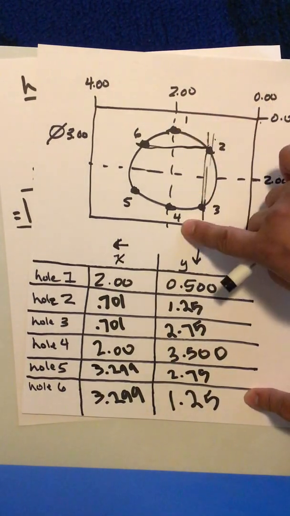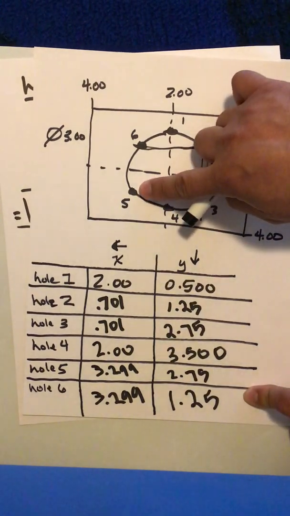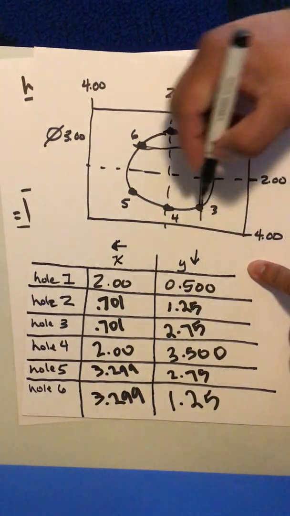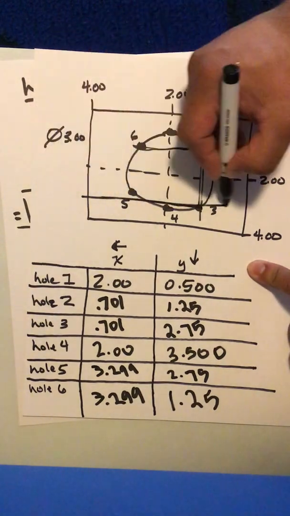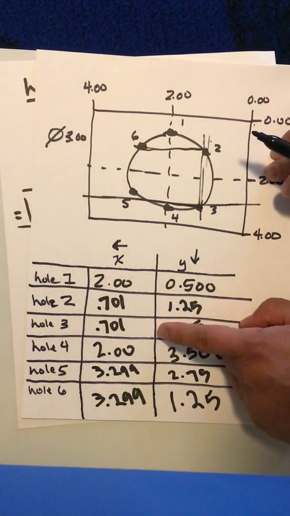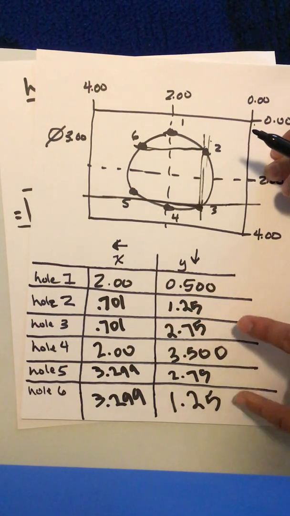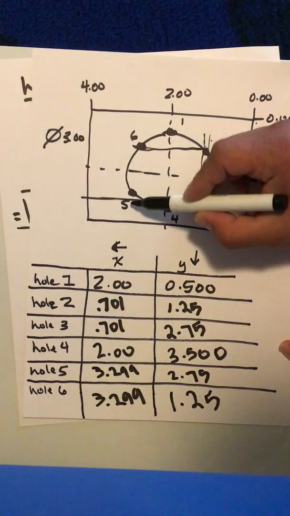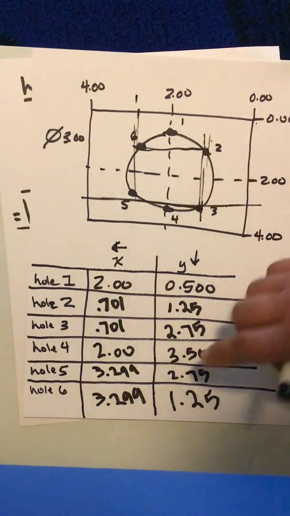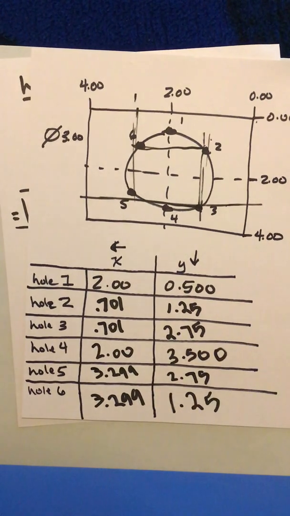4 is going just straight down. Hole 5, we know what this is. Remember, 3 has the same horizontal axis as 5, so wherever going down 3 is, will be the same for 5. And 5 and 6 share the same vertical axis, so whatever is across going for 5 will be the same for 6. And this is how you solve a 6-hole bolt pattern.